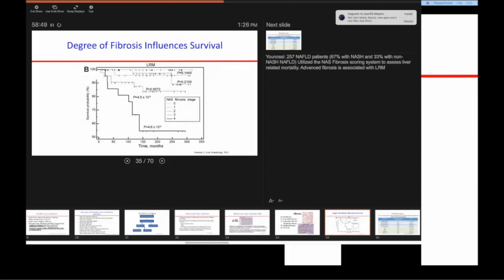And as I mentioned, fibrosis matters because it influences survival. Okay, we know that over time, our patients with F4 and F3 disease, they die. Okay, so it's really important to watch these people and help prevent this progression and understand where your patient is on the spectrum of fibrosis.